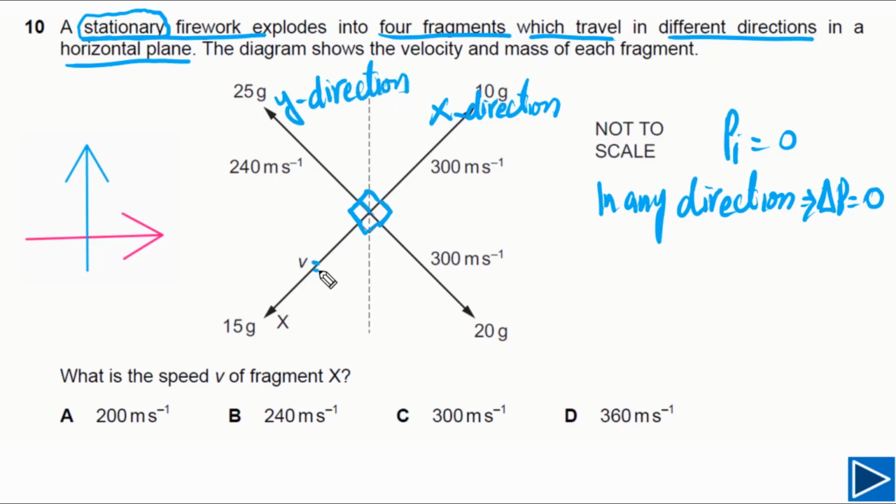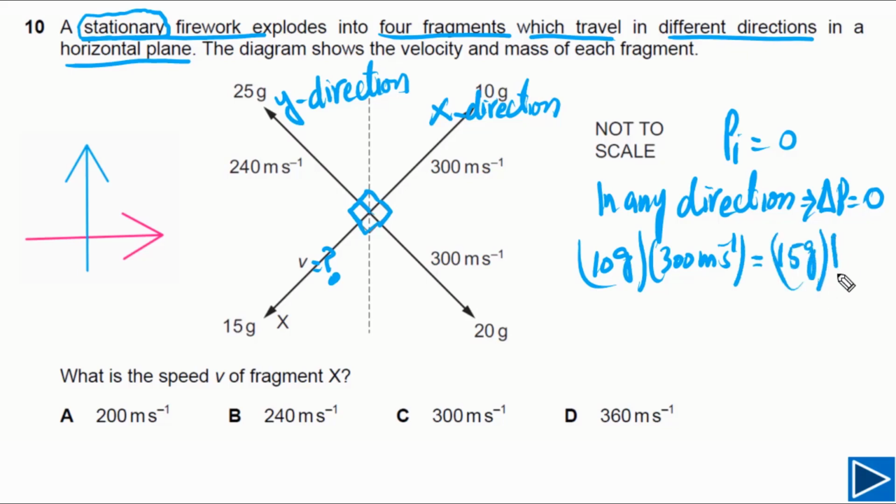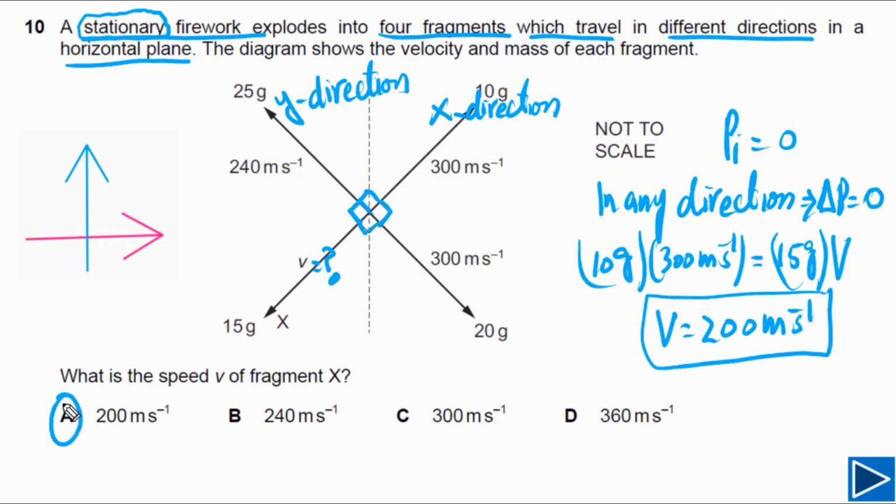We need to find out the velocity of this fragment x. For this one it is given to us, we have the mass of this fragment, we have velocity. So simply we can say that 10g times 300 meters per second has to be equal to 15g times, let's say, velocity v. From here v we can find out will be equal to 200 meters per second. So our answer is A.